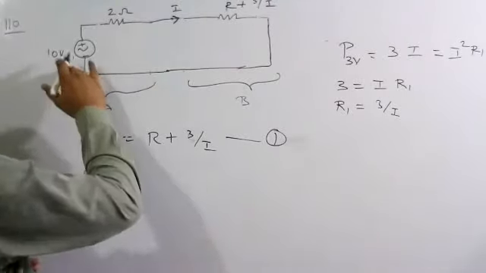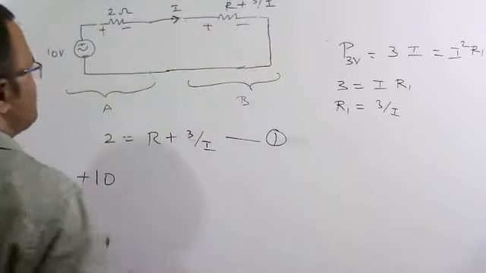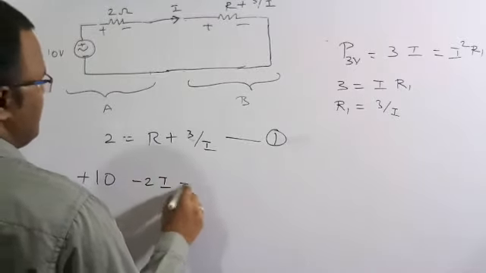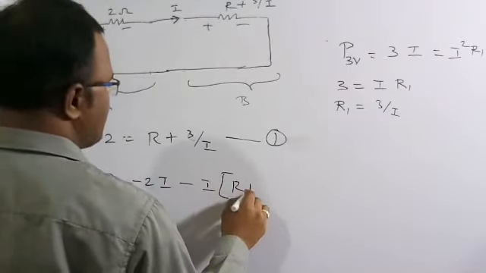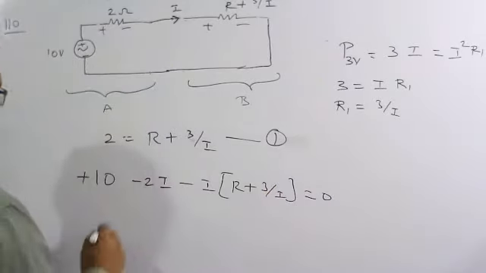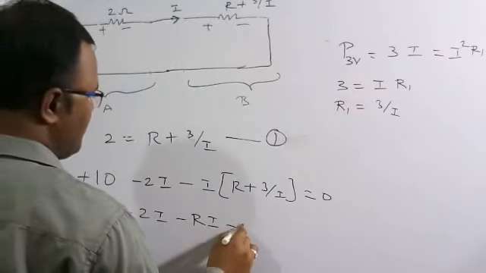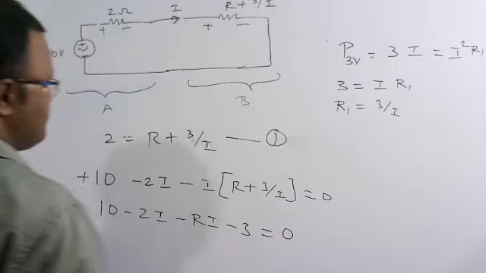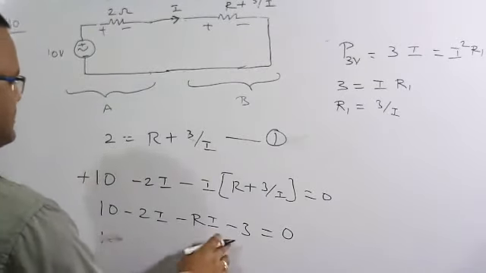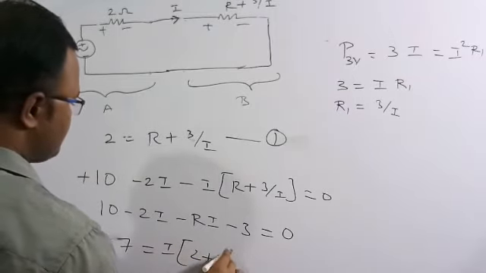I am going from KVL, minus to plus means 10 volt. So I am going from positive to negative, here also the same, positive to negative. So therefore here I will get minus 2I minus I of R plus 3 by I is equal to 0. This is another equation, right? So I will get 10 minus 2I minus RI minus 3 is equal to 0. But here 10 minus 3 is 7. 7 is equal to I of 2 plus R.